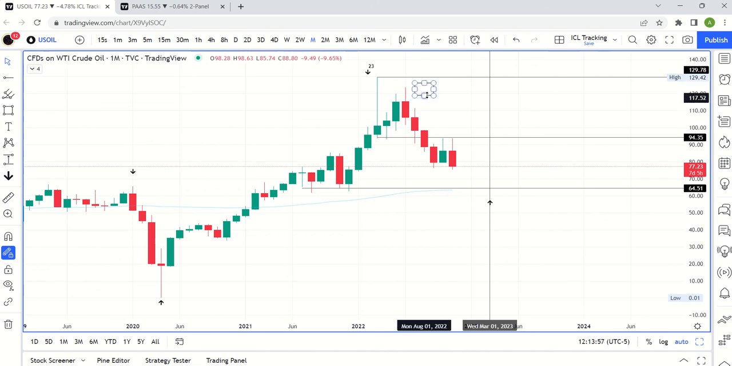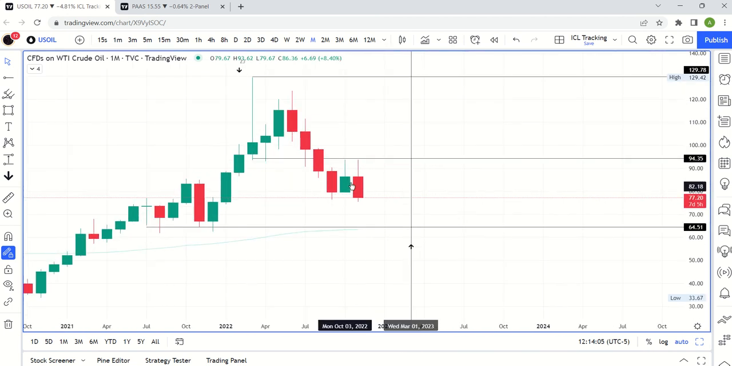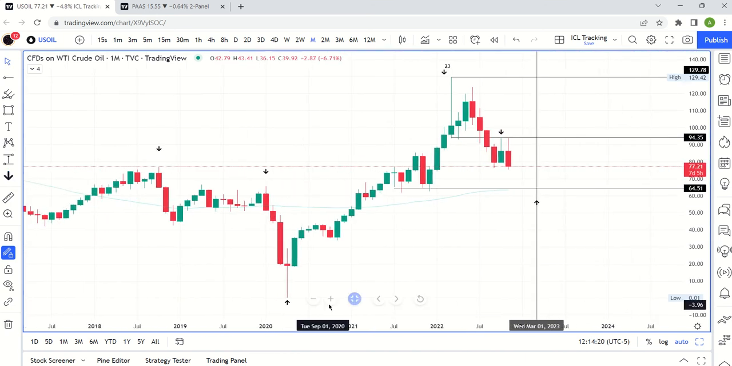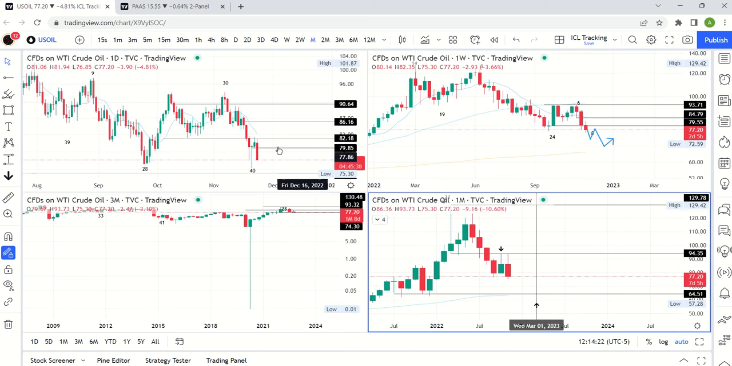So this is telling you, if you think about that consolidation box that we drew on the weekly, we had that on the monthly, and we've spilled out of it and then some. We even back tested it from below. Think about that, right? This isn't just another lower high in this series, and it's a back test of this breakdown level. Not good, right?